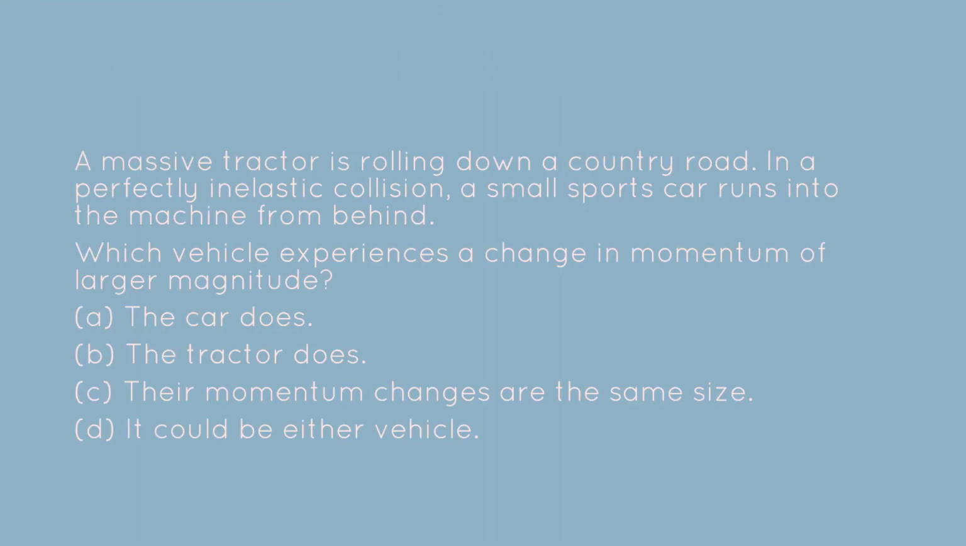So we have another review question. A massive tractor is rolling down a country road. In a perfectly inelastic collision, a small sports car runs into the machine from behind. Which vehicle experiences a change in momentum of larger magnitude?